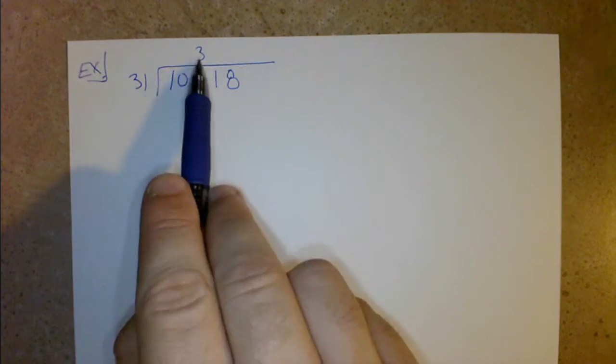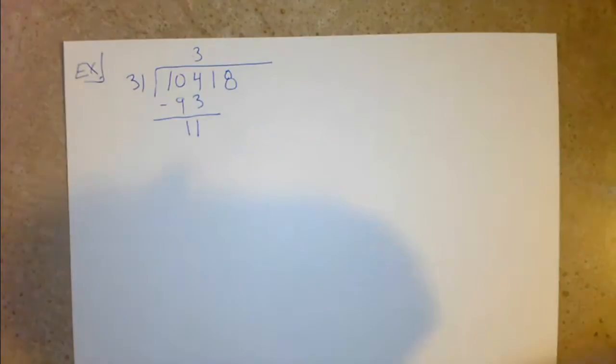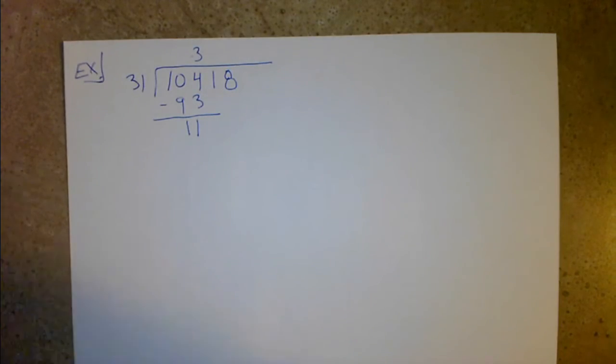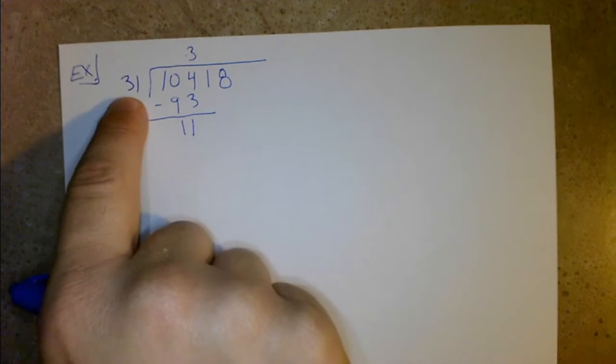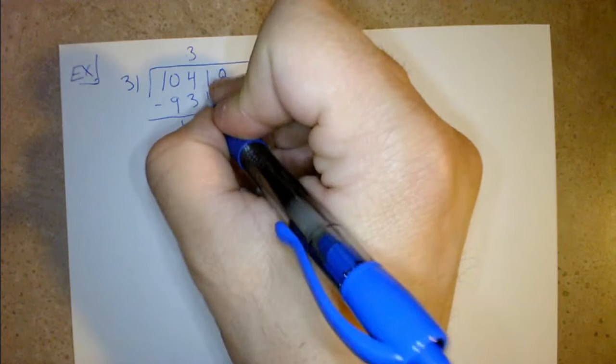All right, so 3 times 1 is 3. 3 times 3 is 9. And now I subtract these two quantities. And I get 11. And I know I'm on the right track because my remainder of 11 is smaller than 31. So everything is good. So now I bring down this 1.